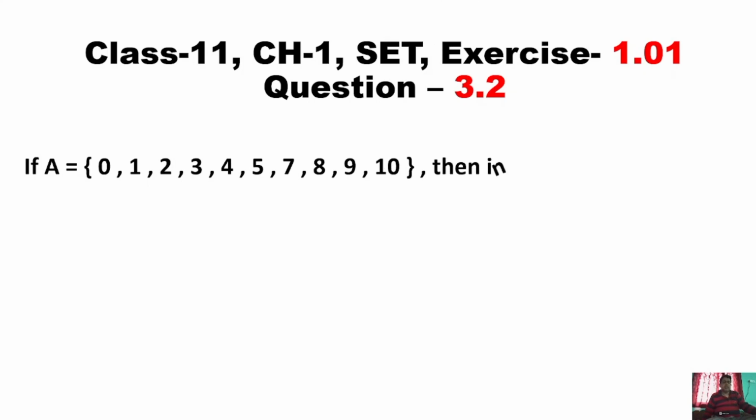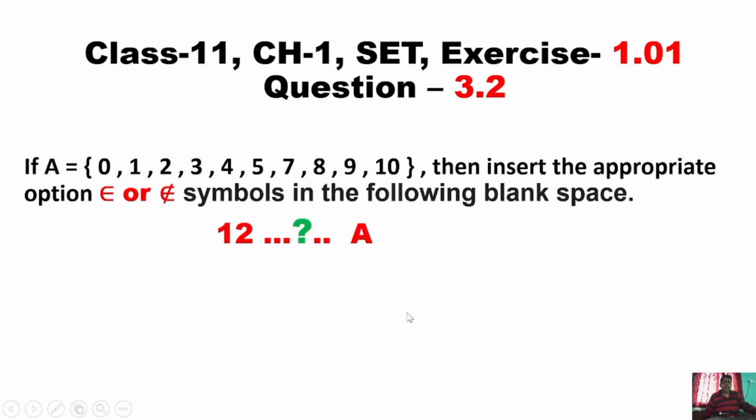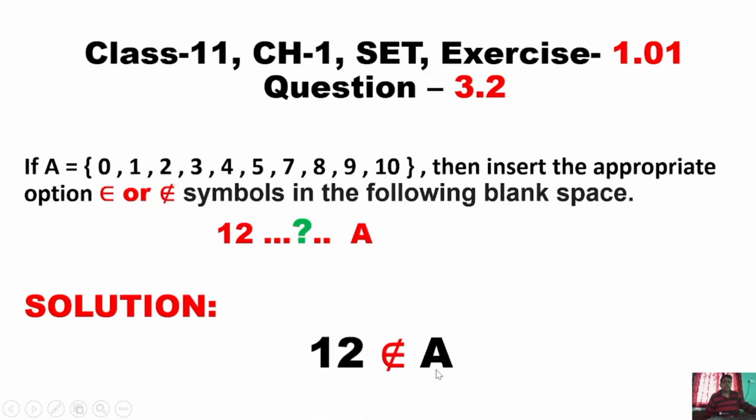Similarly, for the same question, question number 3, the second bit, look here: 12 is an element. Can you say 12 is an element of the set A? By looking, 12 is not here in the set A. Within the curly bracket there is no 12; 12 is absent. So you can write 12 does not belong to A. Because the set is a finite set, there are only numbers up to 10. 12 is not an element of the set A.